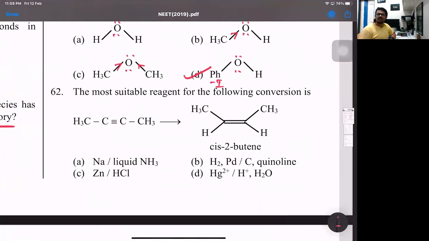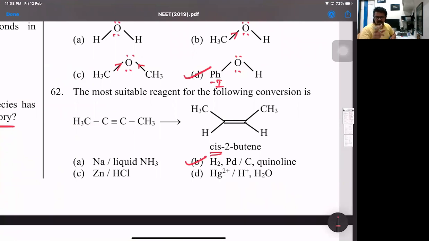The most suitable reagent for the conversion. What is happening? Butyne is becoming cis-butene. That's the word to catch. So for 62, if you observe, that answer will be B. Butyne, you add hydrogen in presence of palladium on activated charcoal poisoned with quinoline. What was the name? Yes, Lindlar's catalyst.